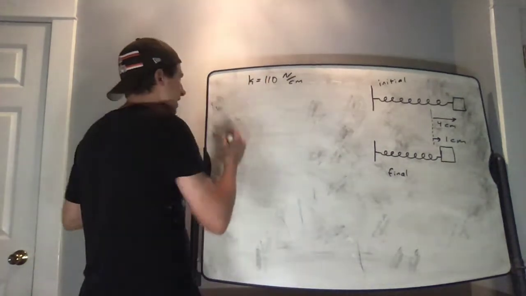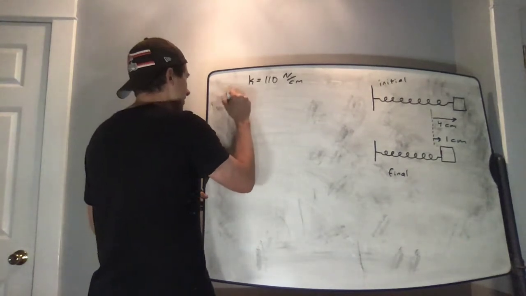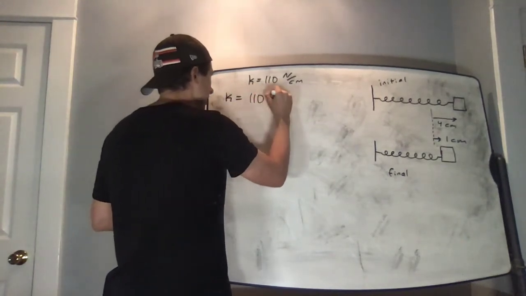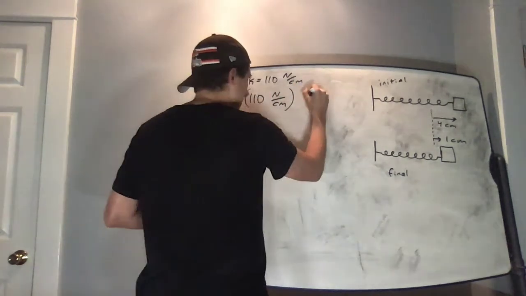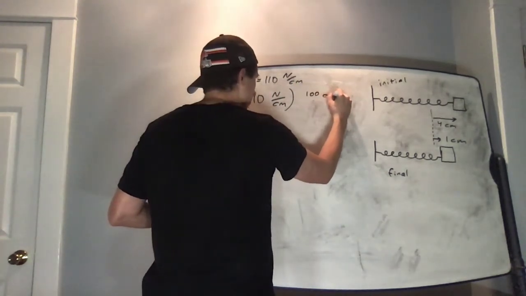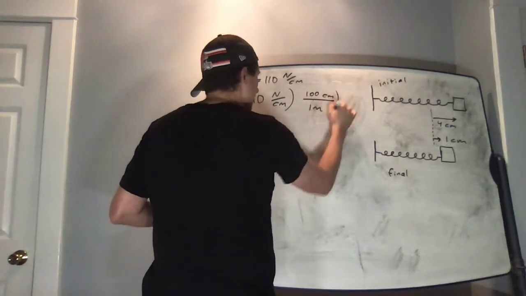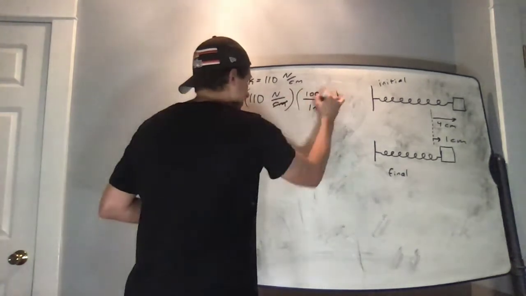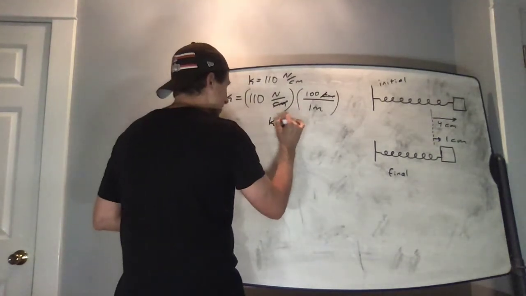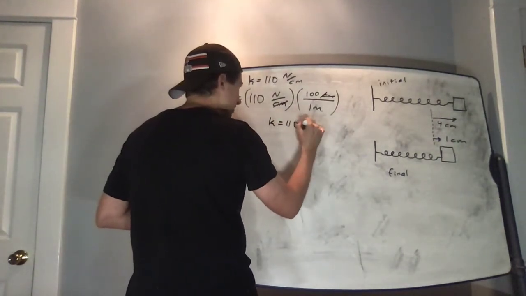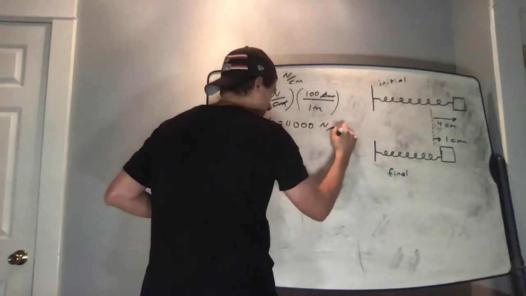And to do that, I could write the spring constant is equal to 110 newtons per centimeter. And then I will multiply that by 100 centimeter over 1 meter. And when I do that, the centimeters cancel. And I get the spring constant is going to be 11,000 newtons per meter.